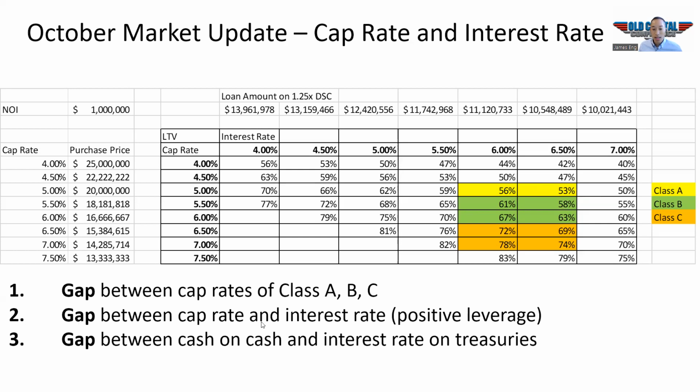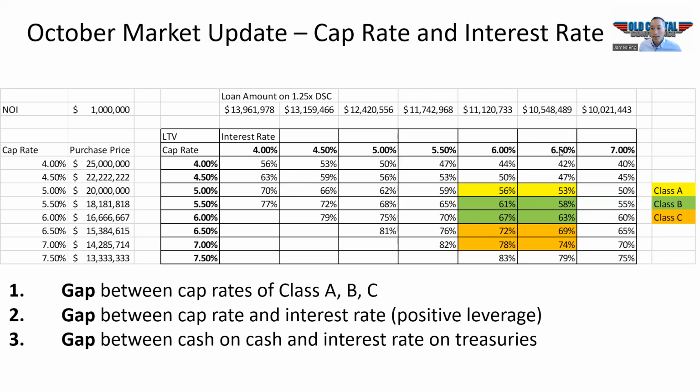Number two, the gap between cap rate and interest rate. A lot of deals were done maybe at a 4% cap rate, but the interest rate started at 3%. Now it's up to 7 or 8%. That's negative leverage. So we're still seeing buyers, because of the number of deals coming to the market, pushing for positive leverage.